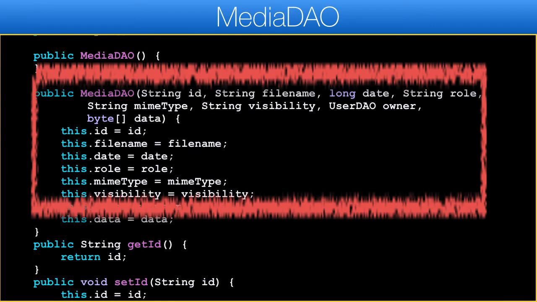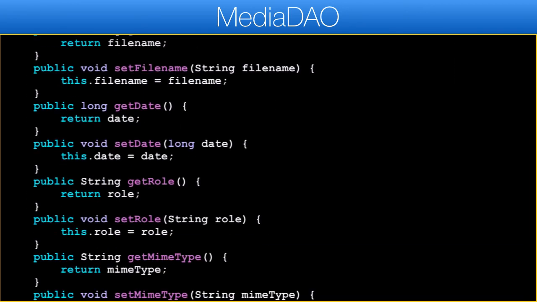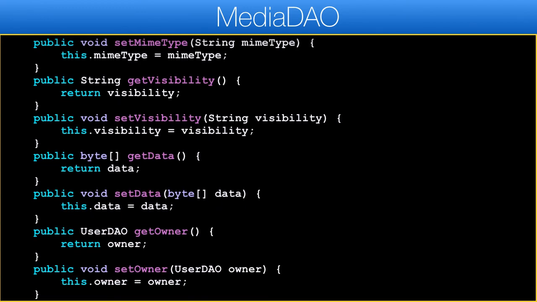As we did with the user object, we have a default constructor and a convenience constructor. Both of these were generated by the IDE's completion suggestions. The rest of the code is just auto-generated getters and setters, nothing else. And with that, we conclude the media object entity.